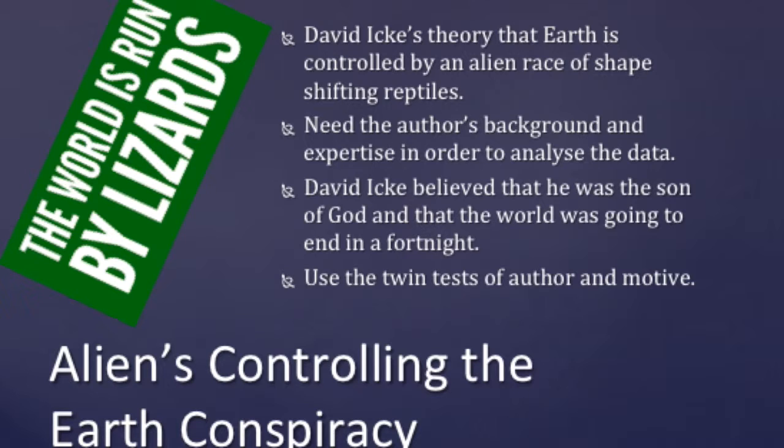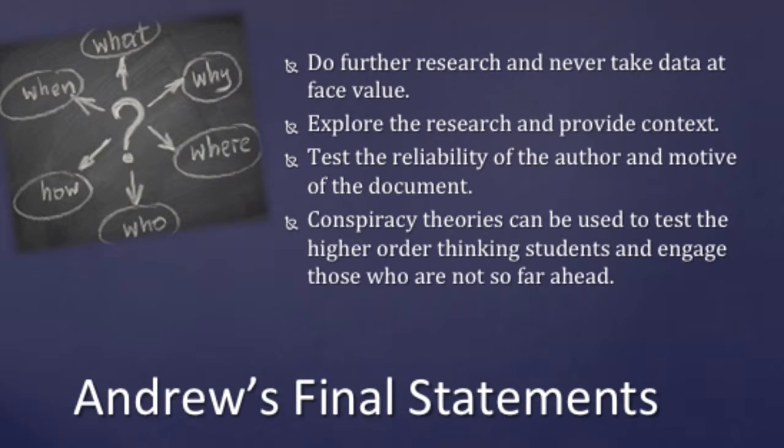In situations like this, students can use what Andrew calls the twin tests of author and motive. By doing this, the students will be able to gauge whether or not the particular source is reliable and what the effects would be if this element of the analysis were to be ignored.